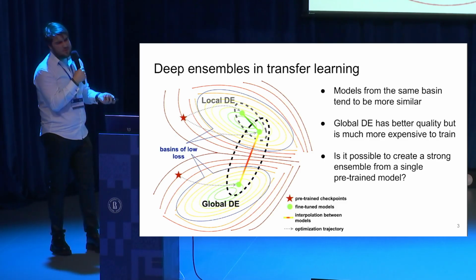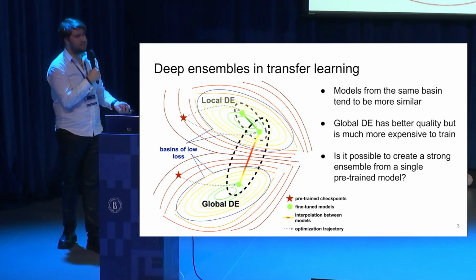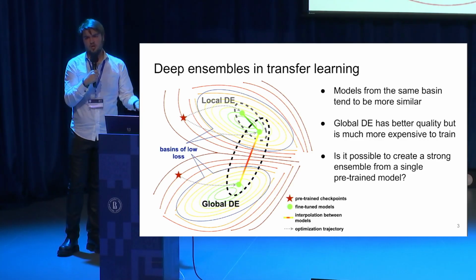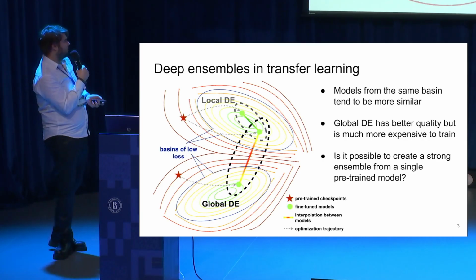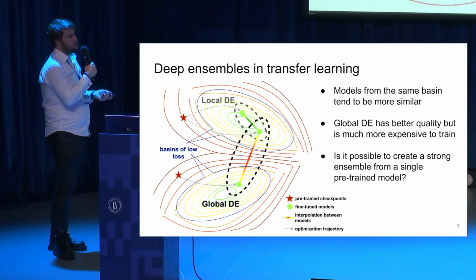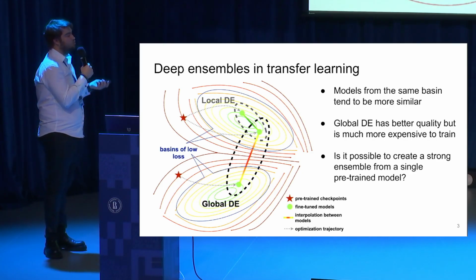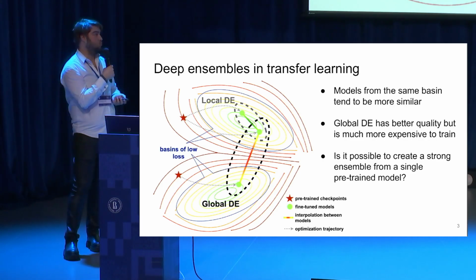But the main problem with the global deep ensemble is that we actually don't have so many resources to train several pre-trained checkpoints, because usually pre-training is much more resource consuming than fine-tuning. So the main question we're trying to answer in our paper is: is it somehow possible to create a strong ensemble which performs well on the target dataset when you have only one pre-trained model?